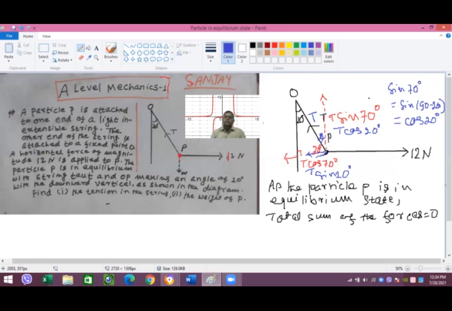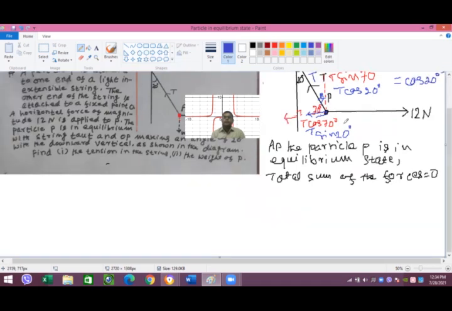So in this way, if you are going to find the value of T, still as the particle is in equilibrium state, the opposite forces are T sine 20° and 12 Newton. These two are equal and opposite forces because the particle P is in equilibrium state. So the total sum of the forces is again 0. Here the total sum of the forces is T sine 20° minus 12, or you can write 12 minus T sine 20° as you like, and this is 0.